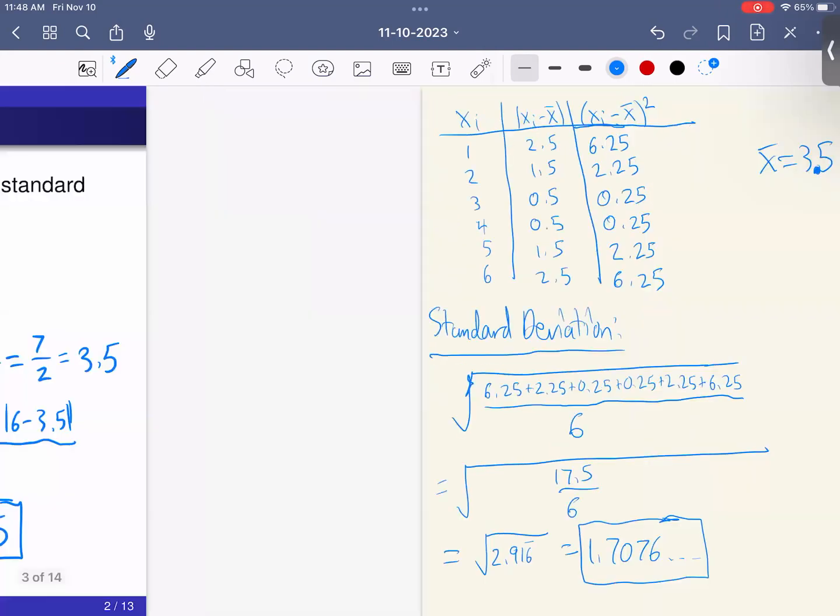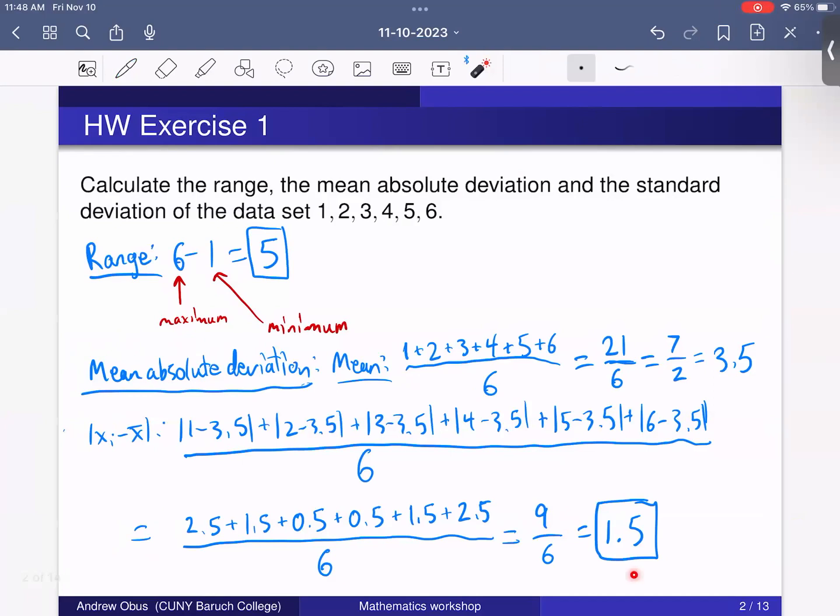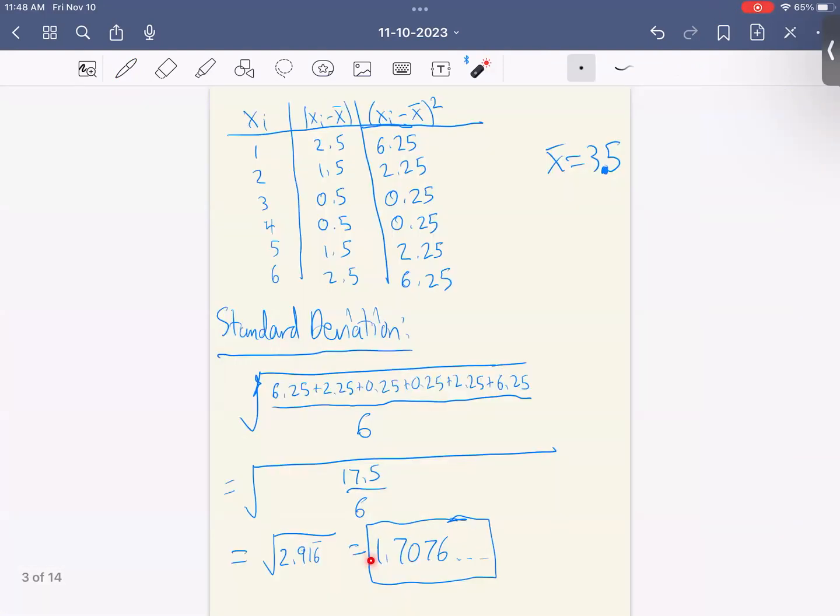The mean absolute deviation here was 1.5. Standard deviation tends to be a little bit bigger. In this case, the standard deviation is 1.7, roughly. This is how we calculate it, and it's a little bit more involved because we've got a square, and then later on we have to take the square root. So it takes one extra step compared to the mean absolute deviation.